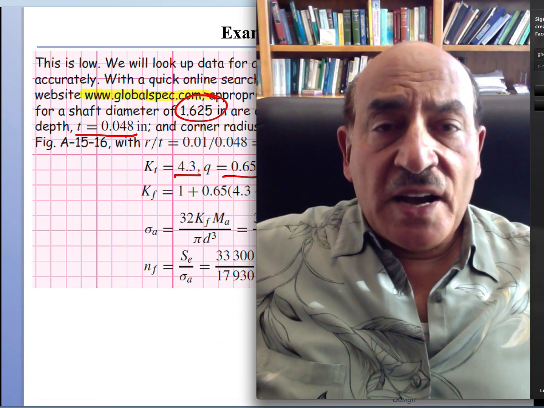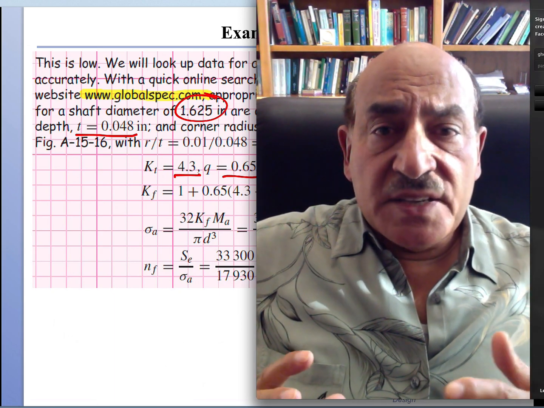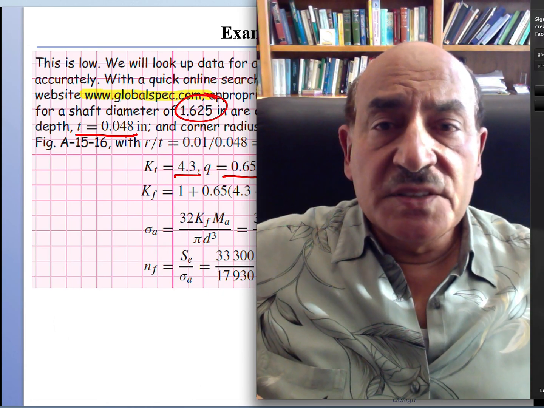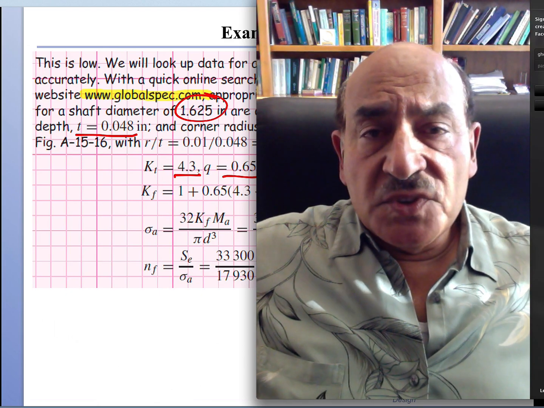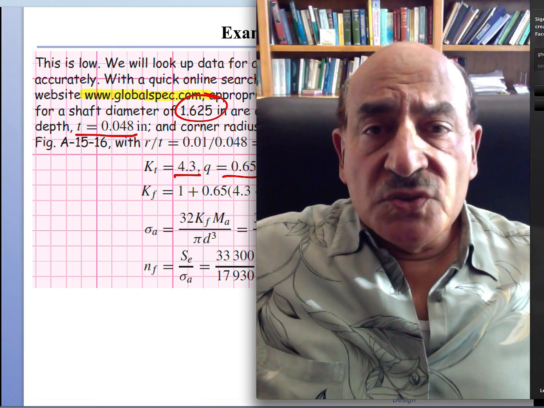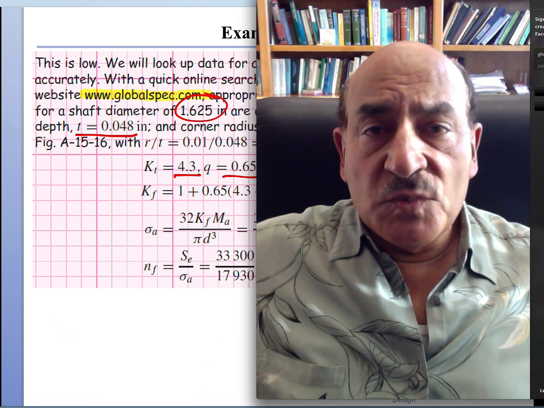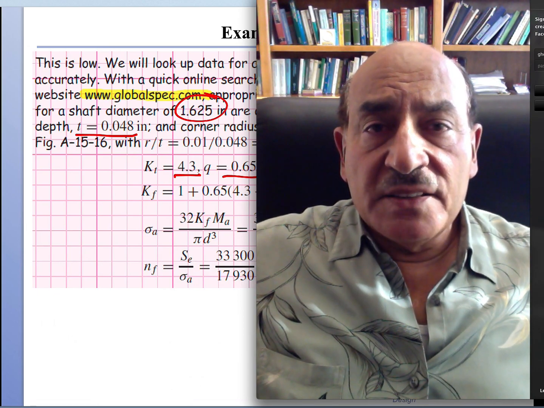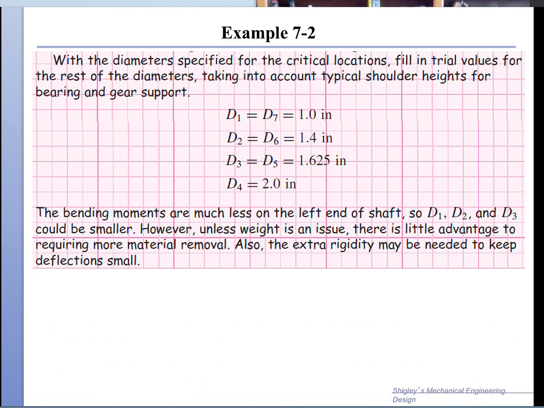So we have learned now how to satisfy the design requirements at all critical points along the shaft, and therefore we can list now the diameters, since we don't have any reason to save material on the left side of the shaft. Even though the moments are small, we're going to assume that the left side of the shaft is the same as the right side. It's easier for machining, and you can finally find that D1 is equal to D7 equals 1 inch. That's where we have the roller bearings.